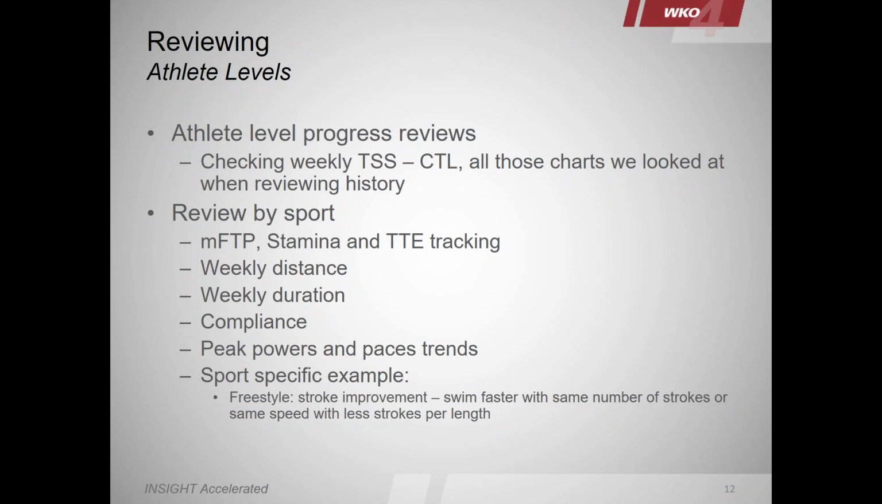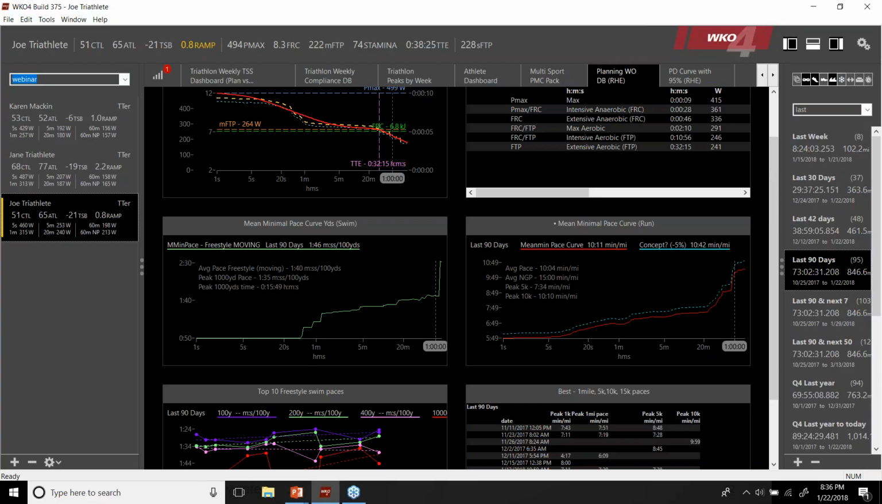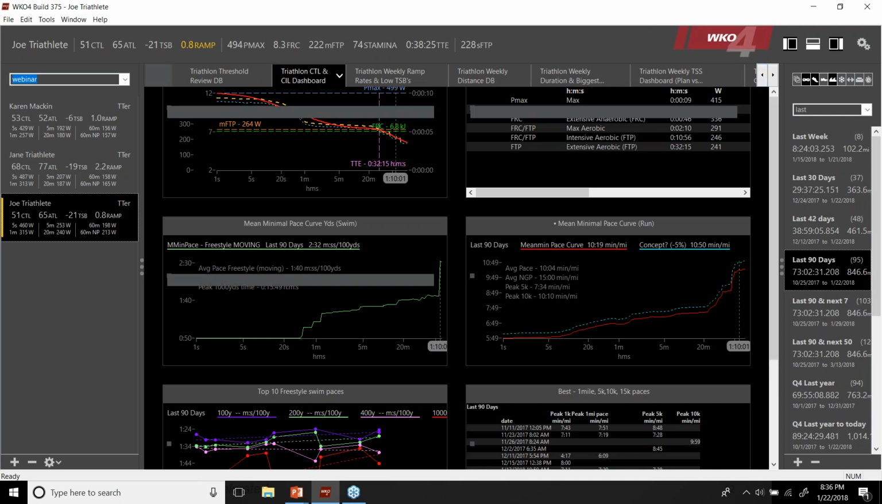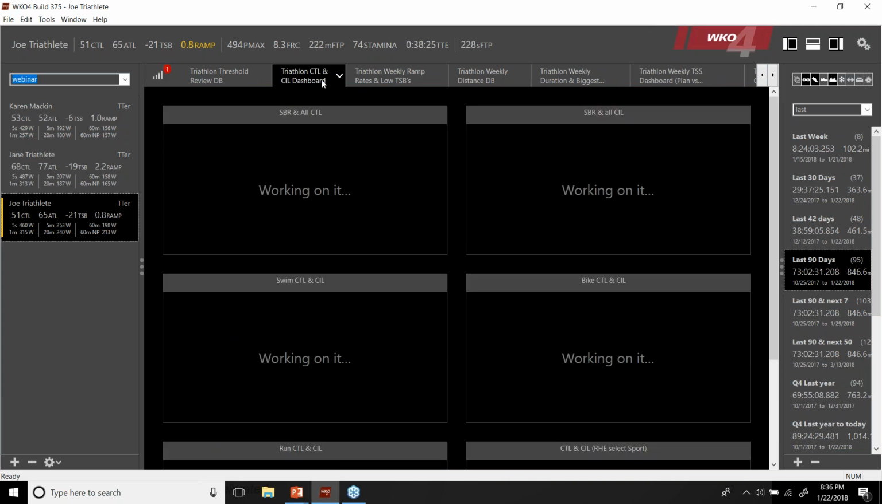Peak powers and paces. So I am going to go into WKO4 again. And this time I've got the last 90 days. And I'm just going to go back and show you some of the weekly review charts. These are pretty basic. This was the CTL dashboard where I had, actually that's going to take a long time to load, which is why I took the picture instead. Oh wait, actually that's only the last 90 days, so maybe not. Anyway, we had the picture of the CTL dashboard.